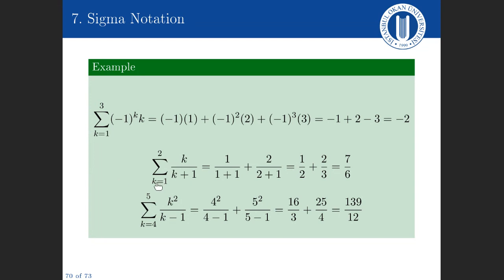The sum from k equal to 1 to 2 of k over k plus 1, I'll leave for you to check, is 7 divided by 6.